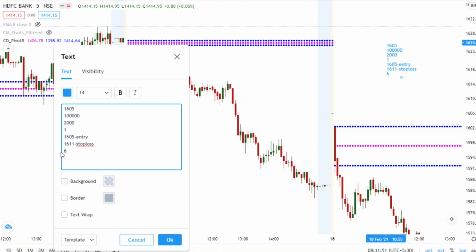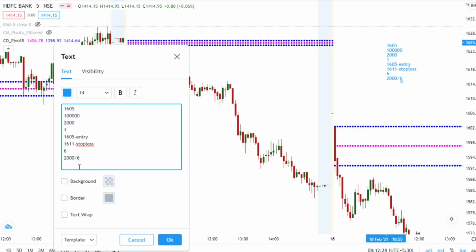A 6 point loss, 6 rupees, is the loss for this single trade. If you wanted to buy one HDFC stock, your loss is 6 rupees. For 2000 rupees, how many stocks can you take with the 6 rupees loss? 2000 by 6. You are a trader who only takes one trade, and your loss for this trade and this strategy is only 6 rupees. Your loss per day is 2000 rupees. Now you are getting the point, right?